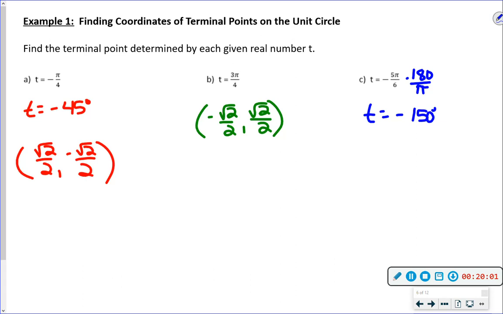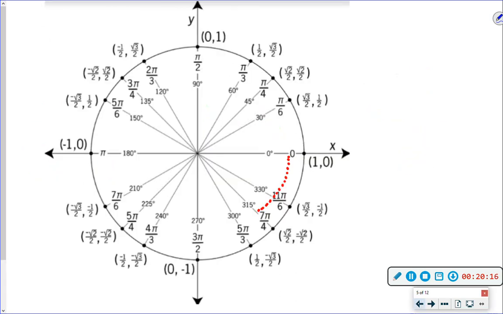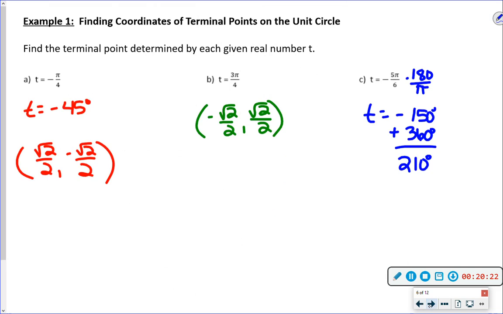Or if you're like, oh, I just want to look straight off the picture and get it, do a coterminal. Just add 360 to it. Add another circle that lands you in the same spot. 360 minus that, we got 210. So I'm going to look at the picture. I'm looking, of course, for 210, 7 pi over 6, and I'm just going to jot down that point. Negative root 3 over 2, negative a half.